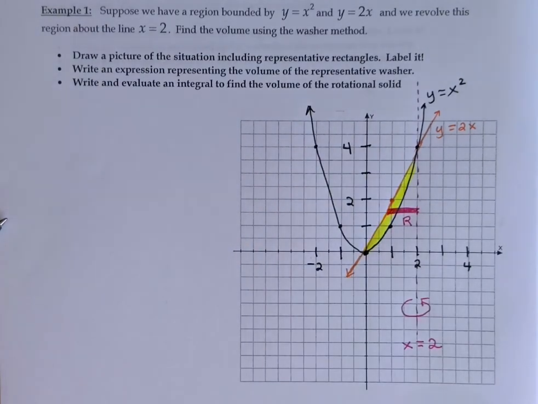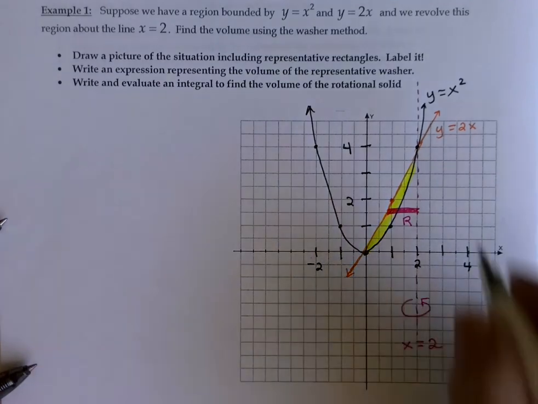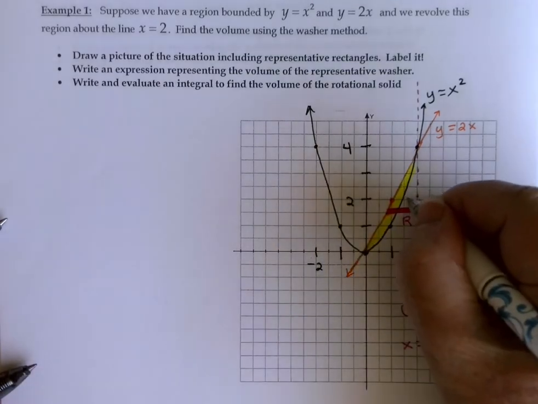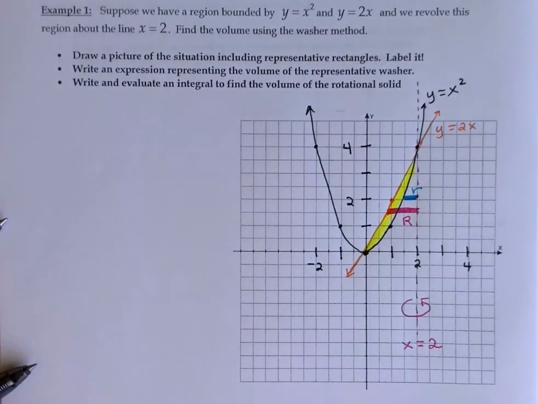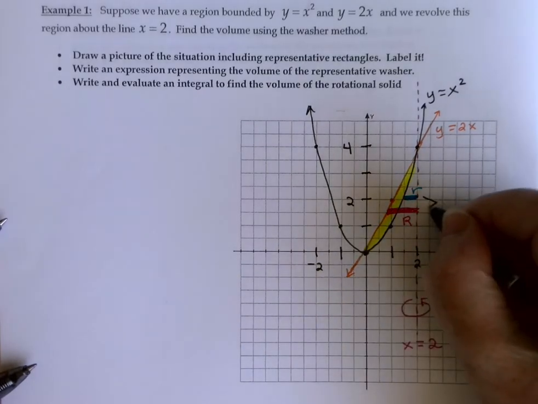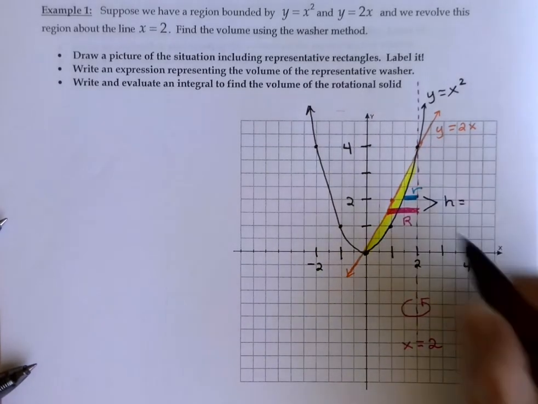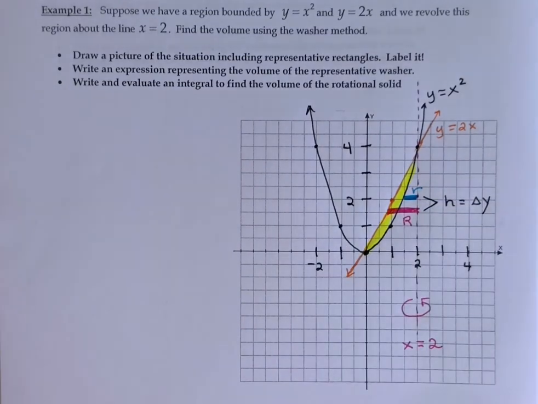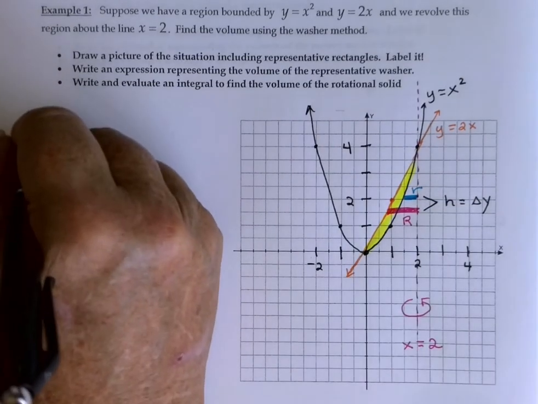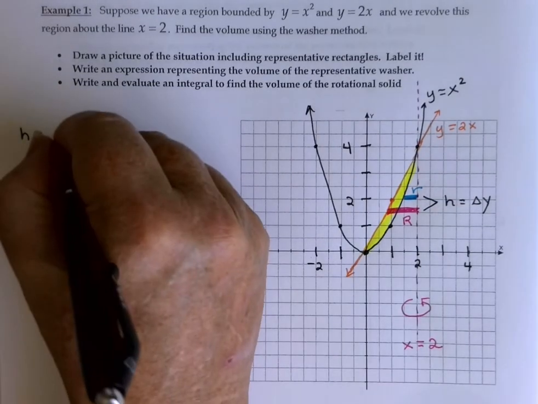There's the capital R. And to create the whole, I would go from the axis of rotation to the closer curve. There's my little r. The heights for both of these, again, little piece in the y direction, so delta y. So let's make our list. H is delta y.